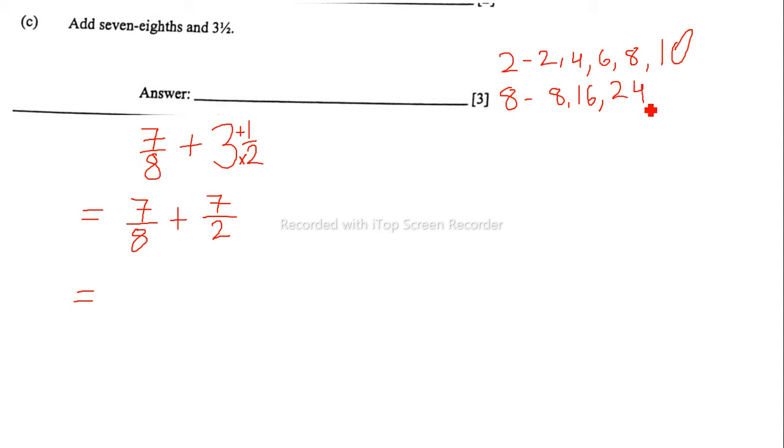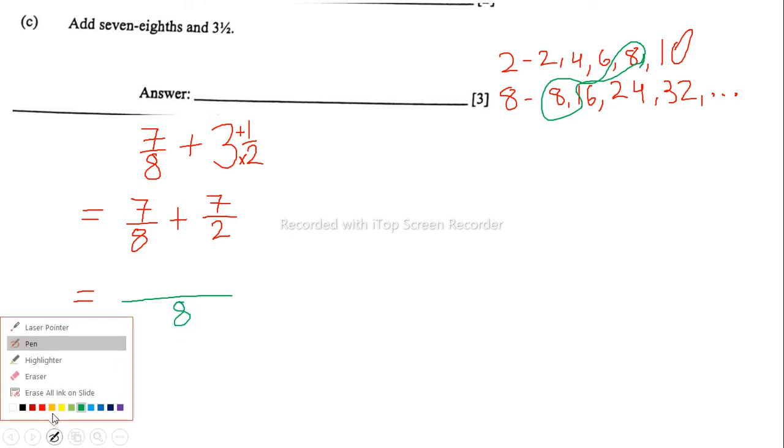24. Very good. And 8 times 4 is 32. Very good. And so we continue. All right. Now, based on this, what is the lowest common multiple between the two? 8. Very good. So 8 is the lowest common multiple between the two. So that means that our denominator, our common denominator, is going to be what?